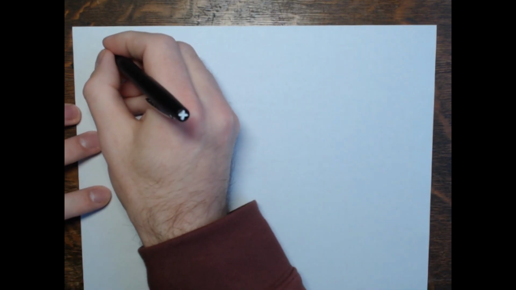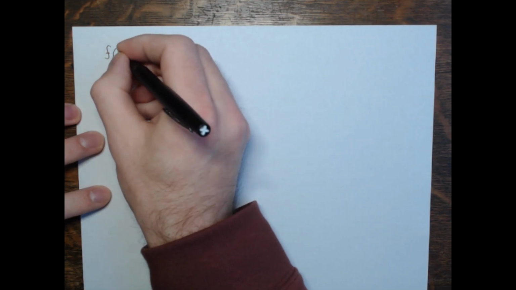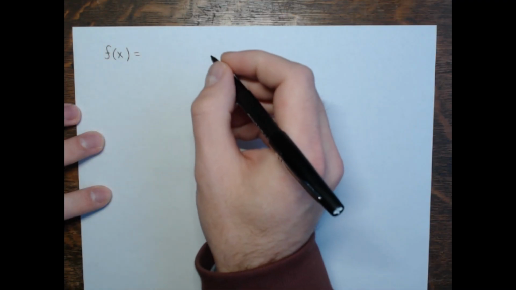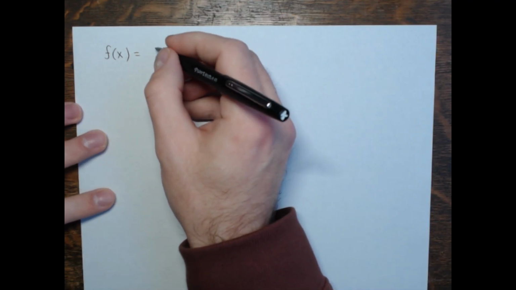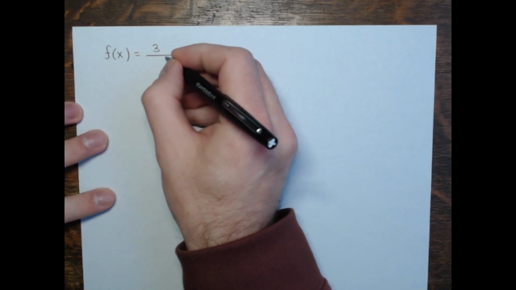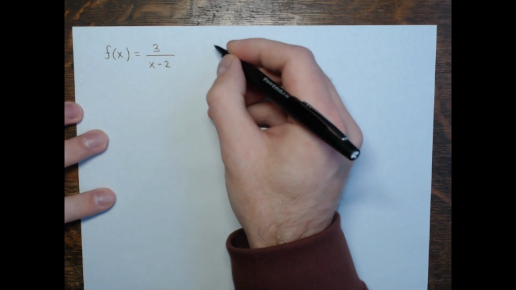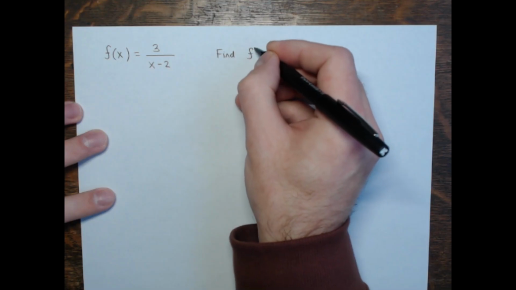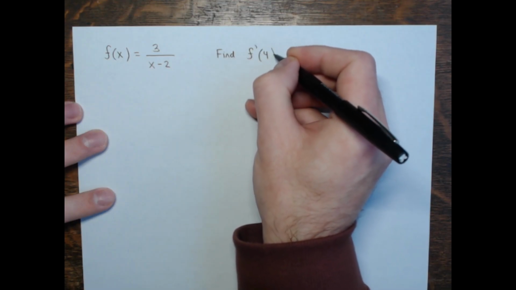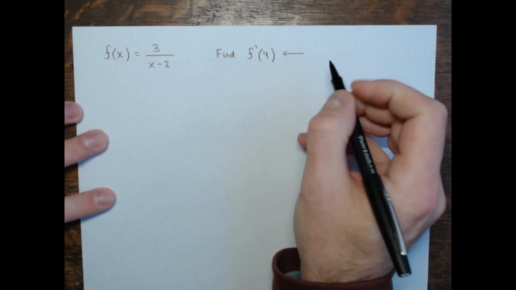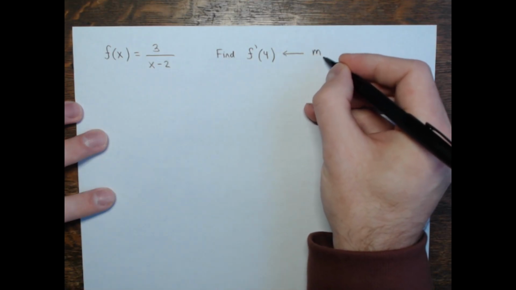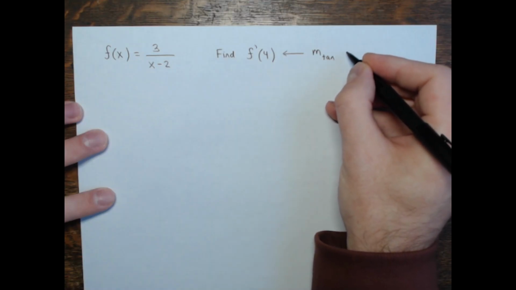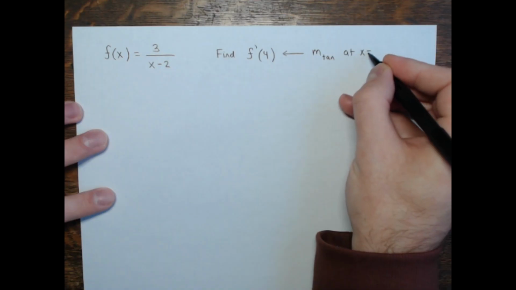So I'm not going to draw graphs again. They might have it up here, but we'll probably have a graph in the answer explanation that I'll show you. But this problem I'm looking at here, we got f of x equals 3 divided by x minus 2. And we want to find f prime at 4. So again, all this means is what's the slope of the tangent line at x equals 4.